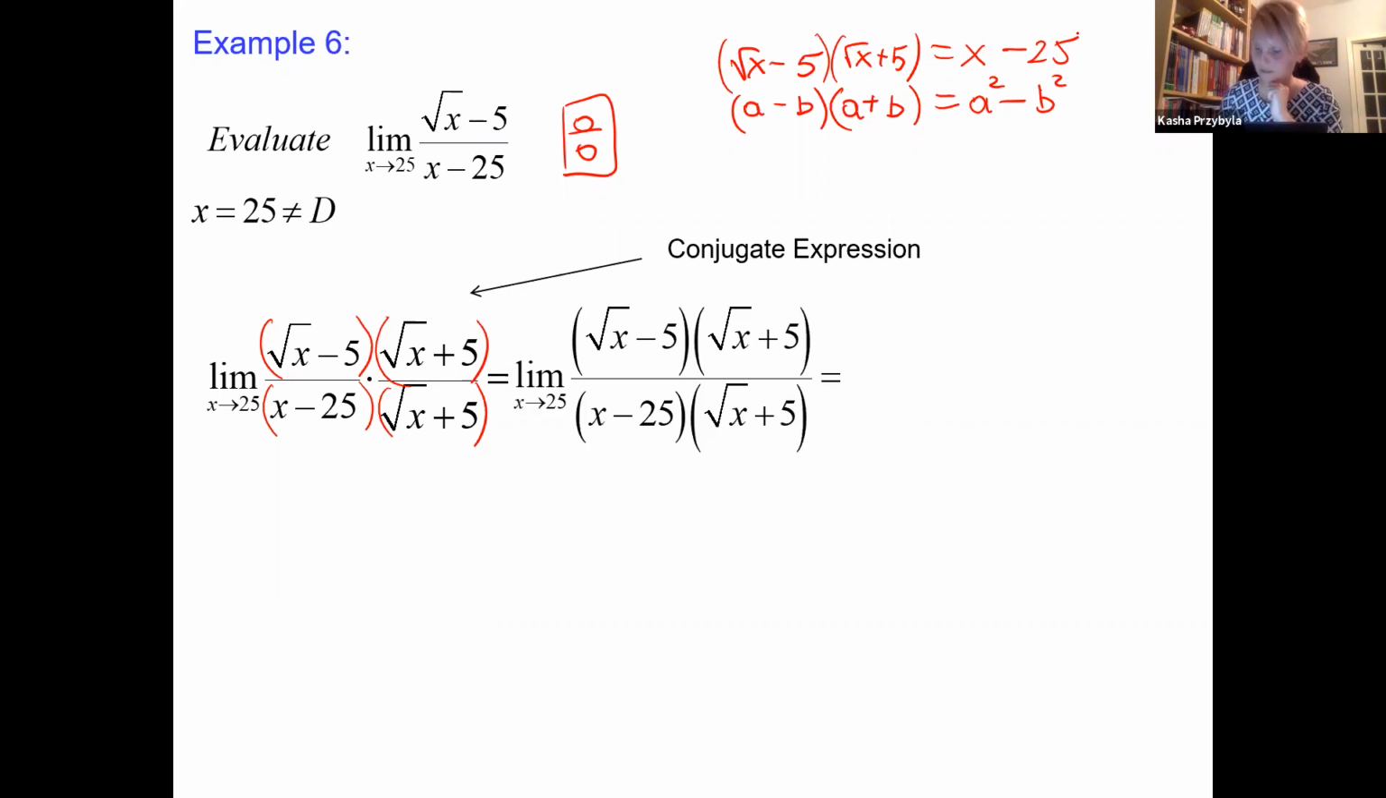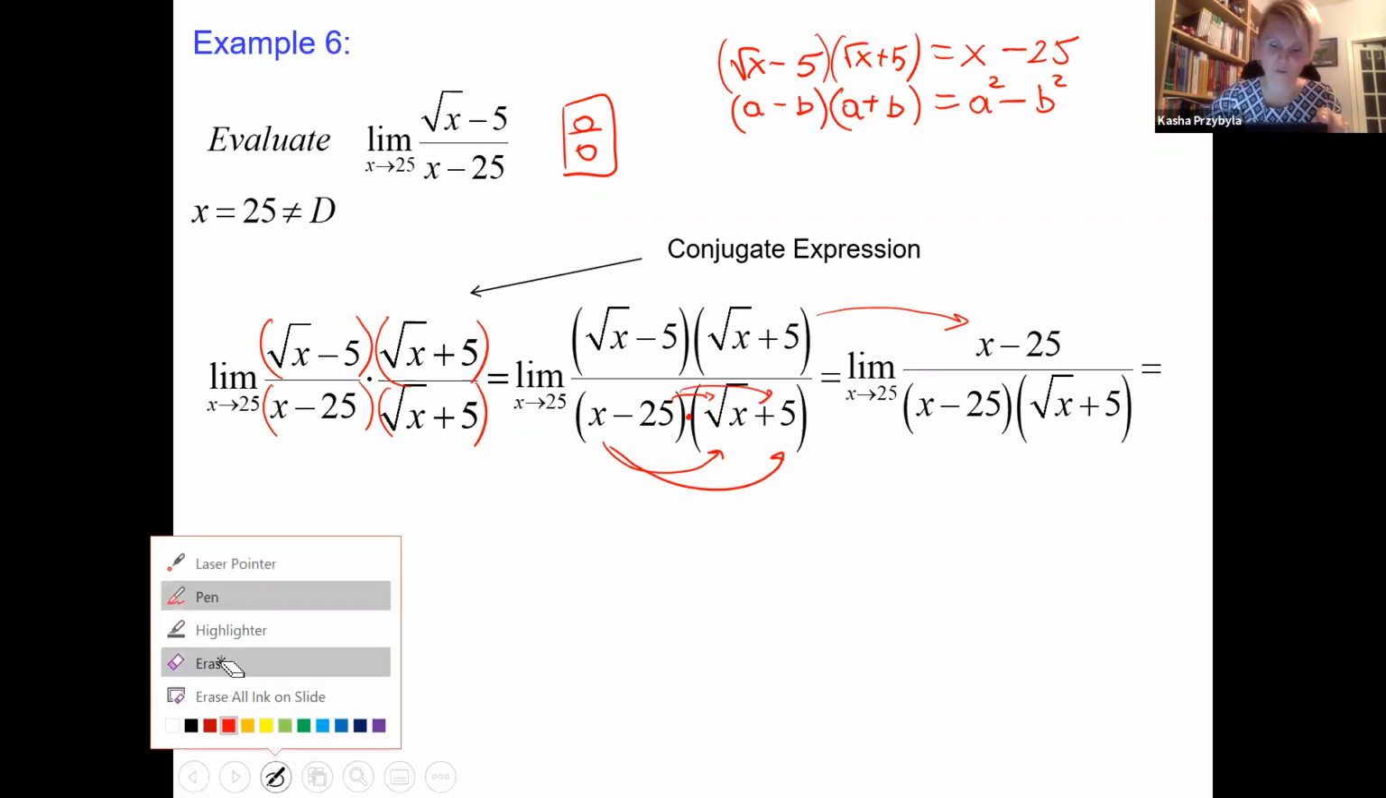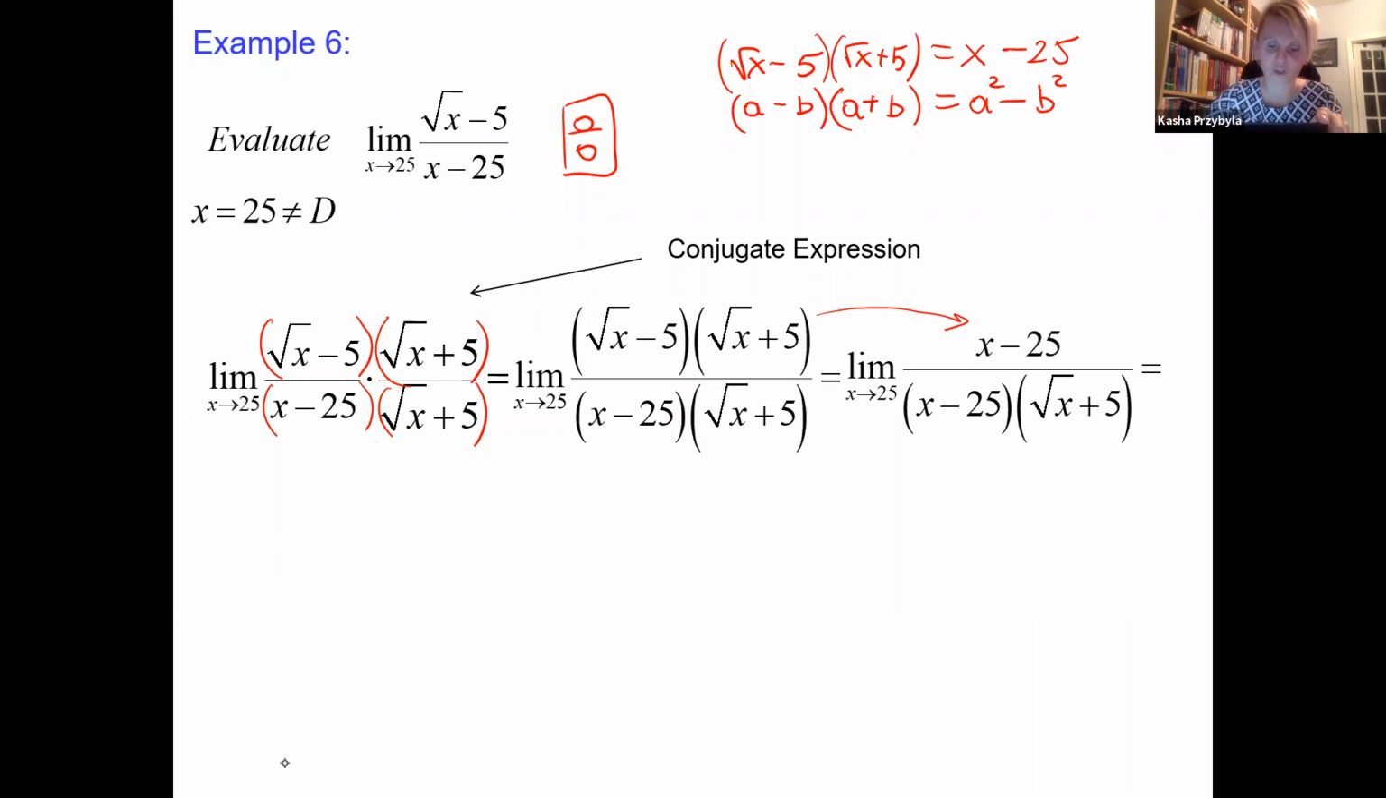That means from this, I have x minus 25. And did you notice I didn't distribute the denominator? Why do you think I didn't distribute it? Why I didn't multiply everything, this times this times this, like I normally would? Do you see why?